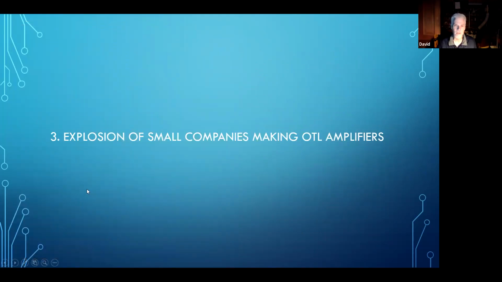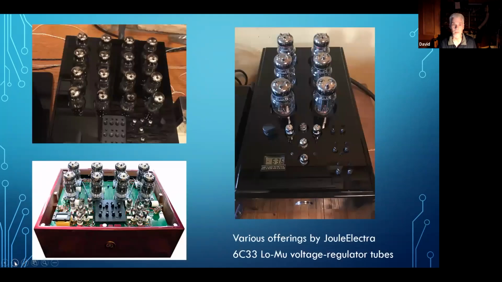As a result of his getting everything going, there was an explosion of small companies making OTL amplifiers after Harvey got out of that. I'll just go through a slideshow of eye candy, some of the different companies I found that were making interesting looking stuff.